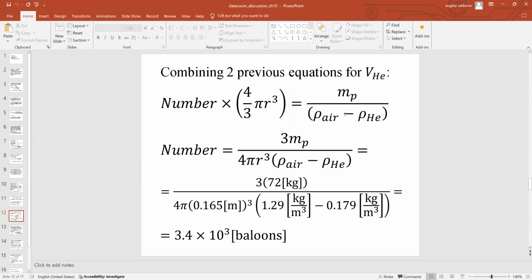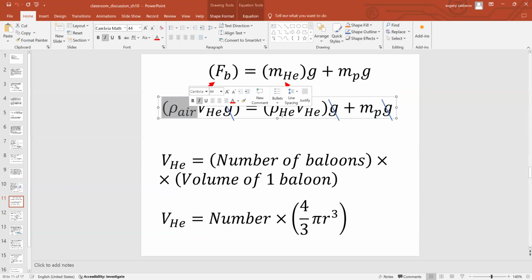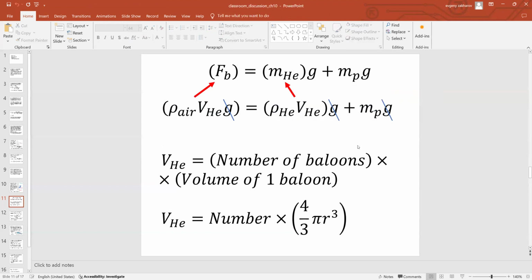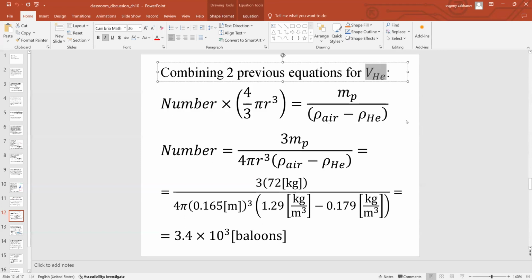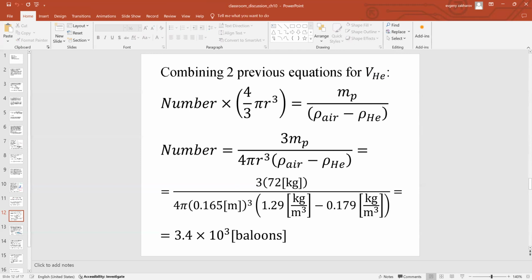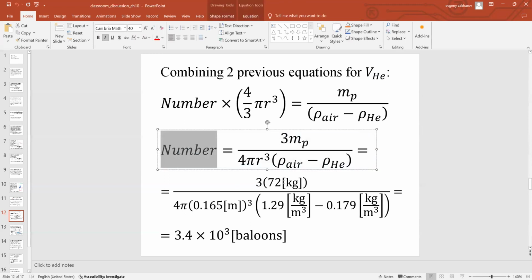And on the right side, you get the connection between the density of the air, density of helium, and the mass of a person that you can solve for the volume of helium. This is the expression from the second Newton's law. This is the expression from the volume of one balloon times the number of balloons. You can set them equal because it's the volume of the helium that we're solving for on both sides. And you solve for the number of balloons doing the basic algebra. There's no more physics here.